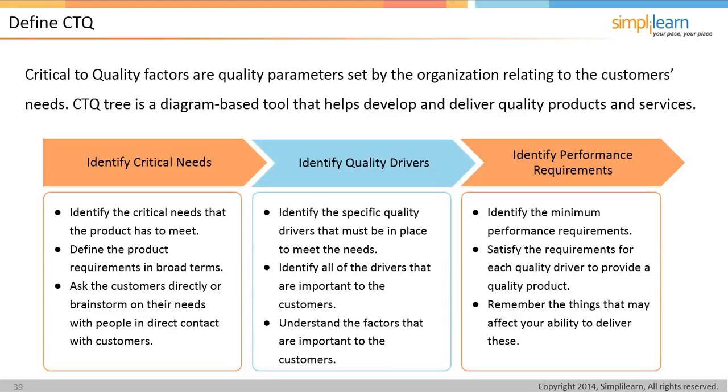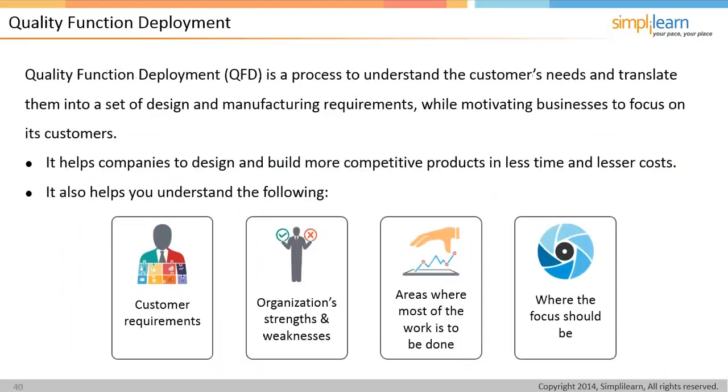You'll identify the quality drivers, so identifying the specific quality drivers that need to be in place to meet the needs. You'll identify all the drivers that are important to the customers, understand the factors that are important to them. And then you'll identify the performance requirements. So the minimum performance requirements satisfy the requirements for each quality driver to provide a quality product. And you'll want to remember the things that may affect your ability to deliver these as well.